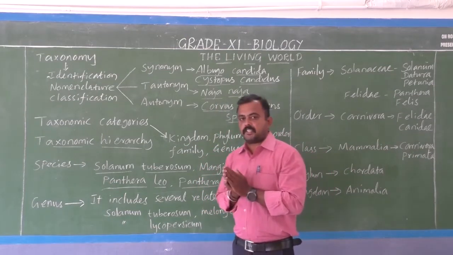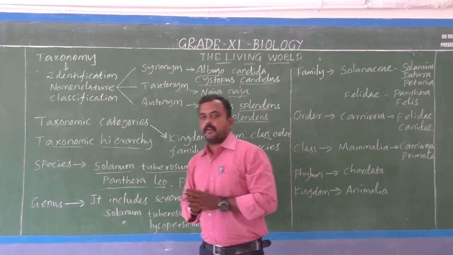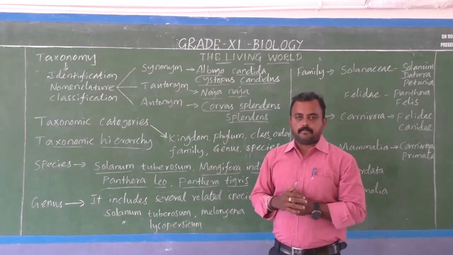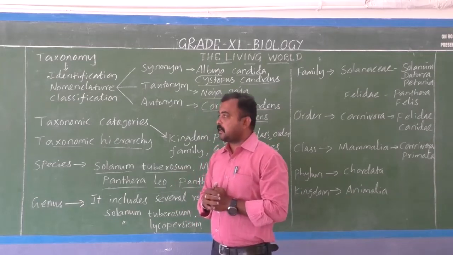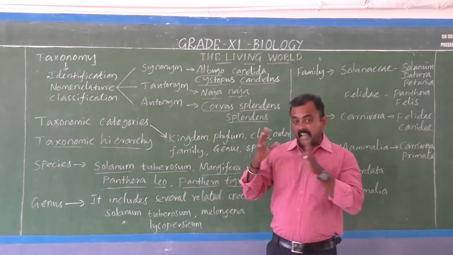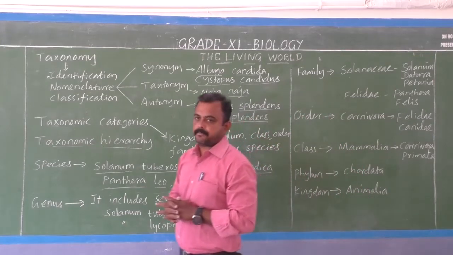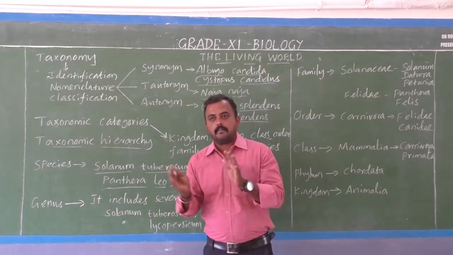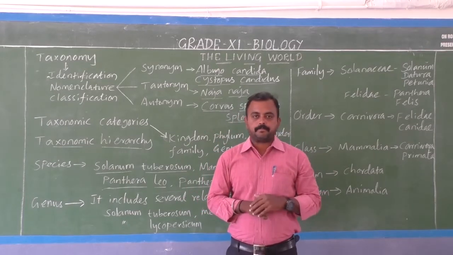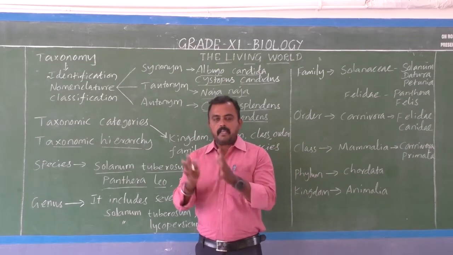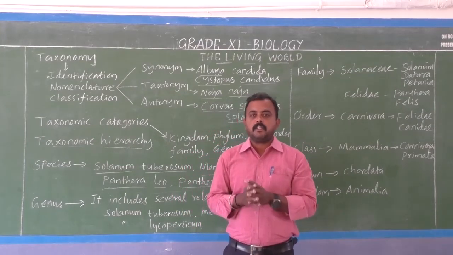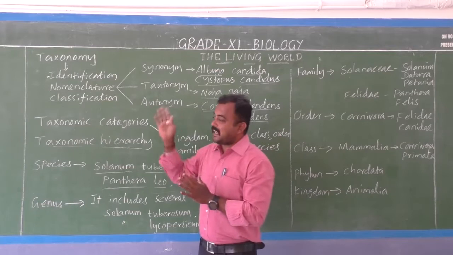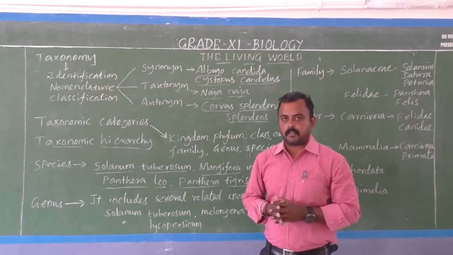So after identification, we will move on to nomenclature. Nomenclature is giving names to living organisms. Yes, we have a variety of plants and animals in our world. Without naming, without classification, we could not identify them. So, naming is important. That's why in taxonomy, nomenclature is very important.